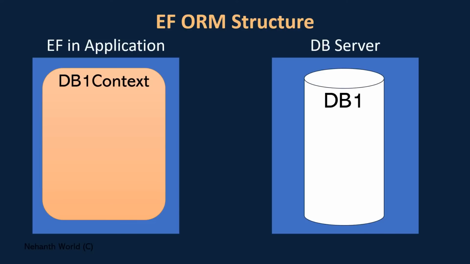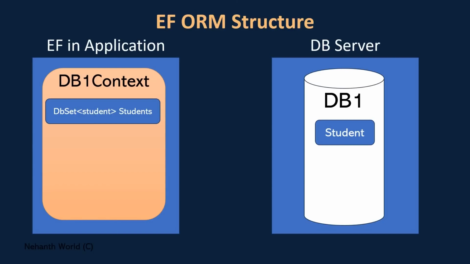So let's dig deeper into the database. The database has one table called Student. This Student table will be represented in the DbContext as a DbSet. Here you can see a DbSet is created with a Student class. So there will be a Student class created, and we will add that Student class to the DbContext as a DbSet. On the right side you can see the name Students. That name is up to you. You can put any name for that.